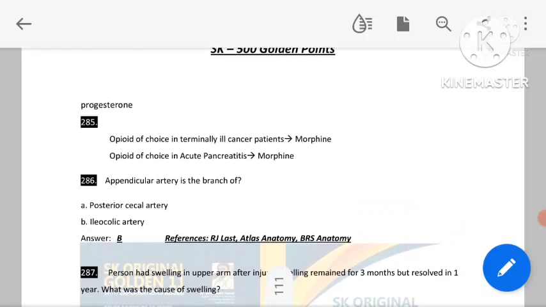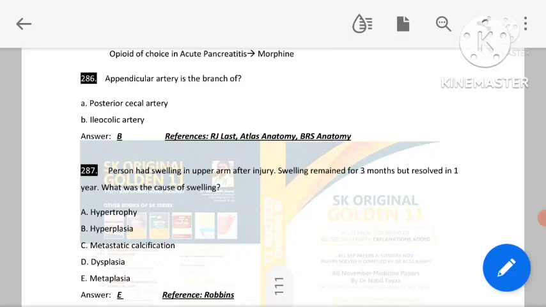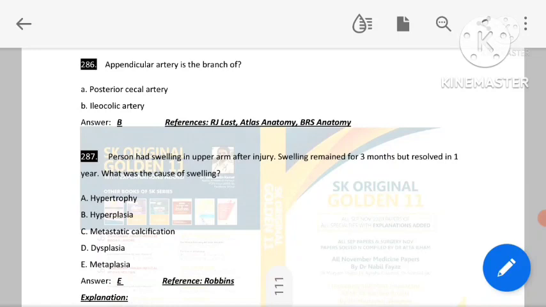Next, point number 285, opioid of choice in terminally ill cancer patient is morphine, and opioid of choice in acute pancreatitis is morphine, or sometimes there is an option of nalbuphine. So choose nalbuphine. If it is not present in the option, then choose morphine. Point number 286, appendicular artery is the branch of which of the following? Ileocolic artery.